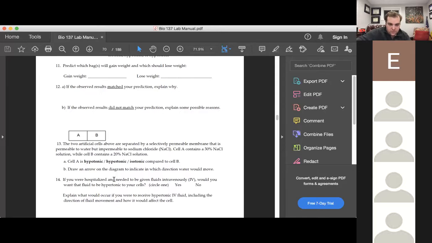If you were to become hospitalized and need to be given fluids through an IV intravenously, what would happen if you were given hypertonic saline? Well, it would essentially dehydrate you, okay? You're going to be pulling water out of the red blood cells. So you don't want hypertonic. You don't want this high salt concentration going into your extracellular space or your circulation. This is going to pull all the water out of your cells and into your circulation system. It's going to increase your blood pressure too. So you would not want that. You want isotonic saline for number 14.